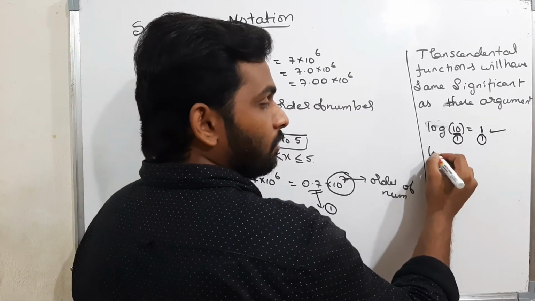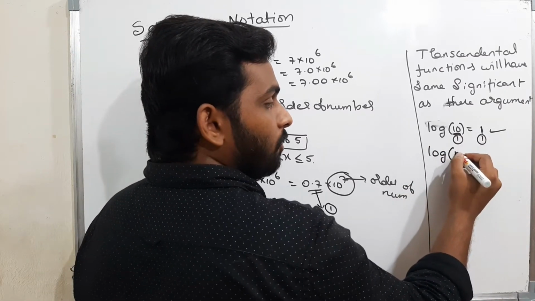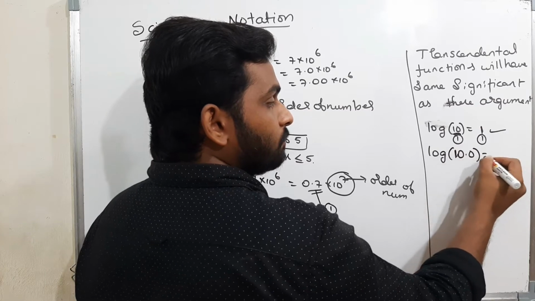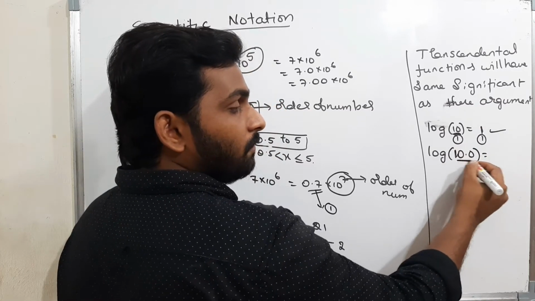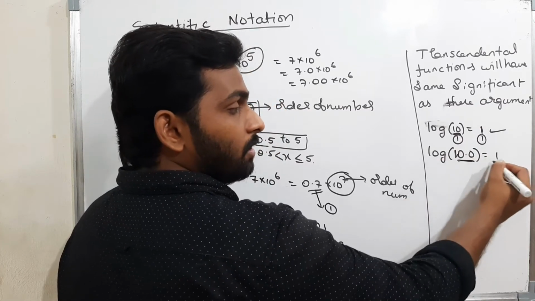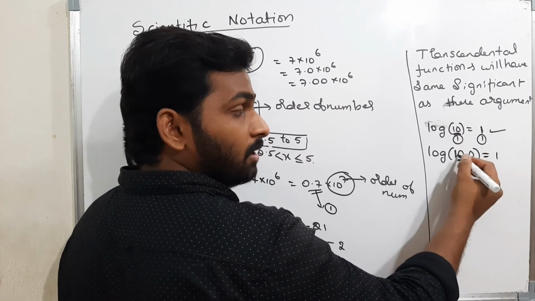Now, we'll take one more. Log 10.0. Here, how many significant figures are there? Log 10 value is 1. Here, how many significant figures are there?